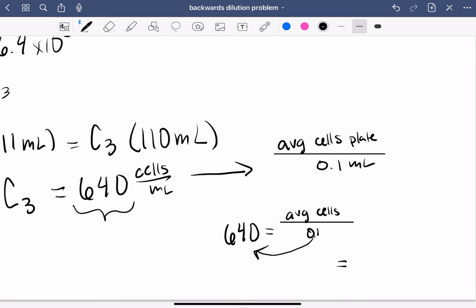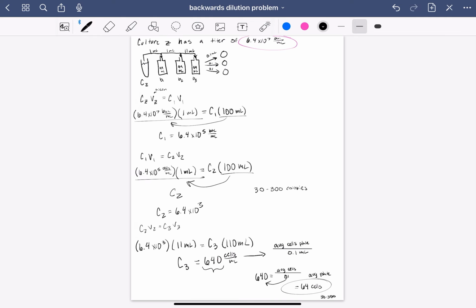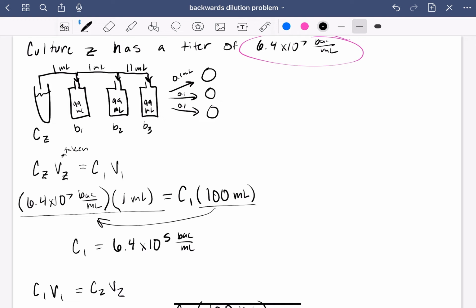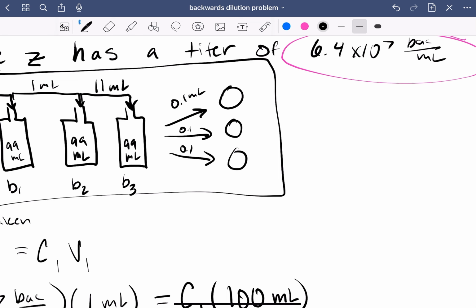And so this gives us 64. Sorry, that's just going to be giving us the average cells. My bad. So that's our average plate count, and that fits into our 30 to 300 that we're looking for. So then we can see that, okay, this works with these specific numbers that we're taking. We can see that we could get to where we're having an average plate count of 64.